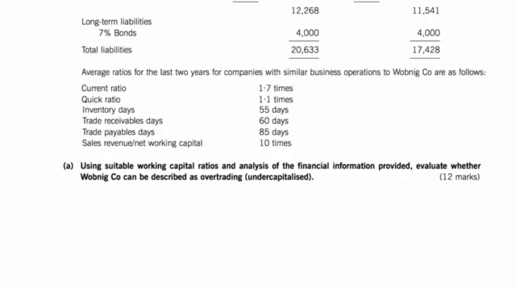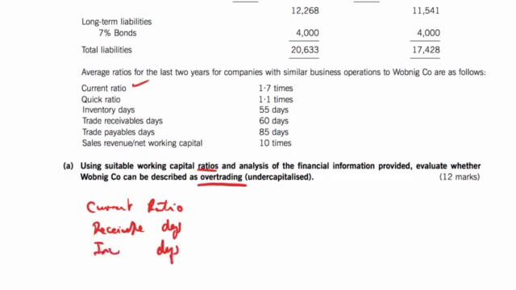Right, let's have a look at this question then, all about overtrading. Now it says use suitable working capital ratios. So what working capital ratios do we know? Definitely the current ratio. We would probably also want to do something on receivables. So receivable days, inventory days, and then when you look at it, it's all up here. Current ratio, quick ratio, inventory days, receivable days, payable days, could do sales revenue to net working capital as well.